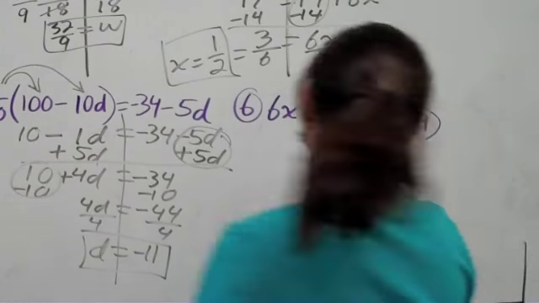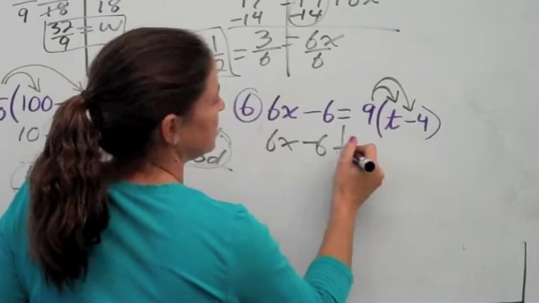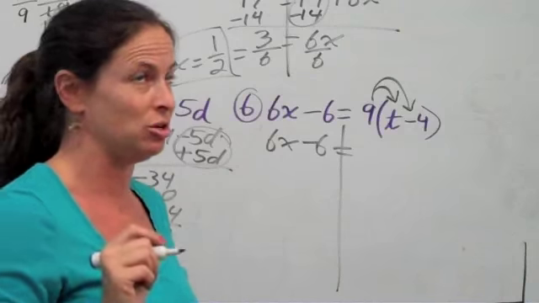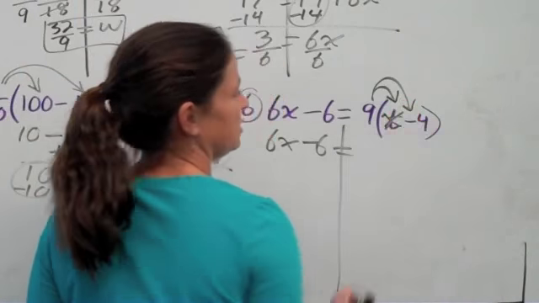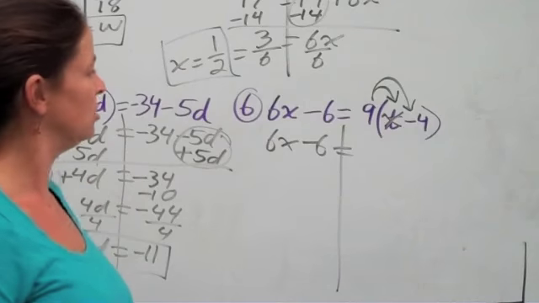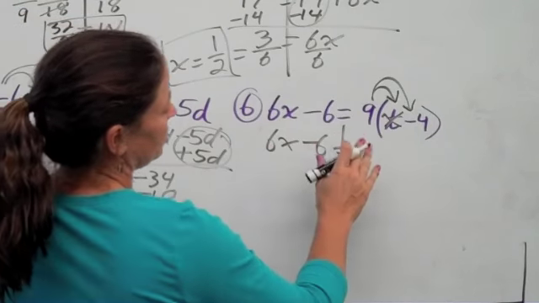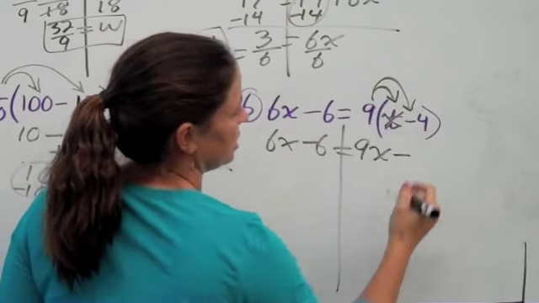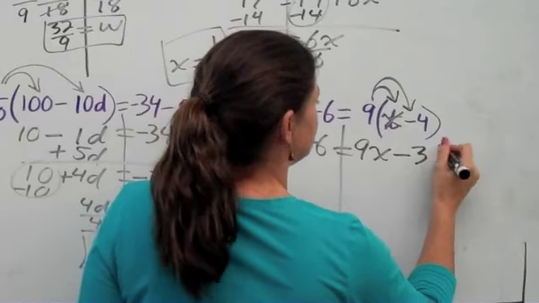Distribute that 9. So I still have 6x minus 6 on the left, but uh-oh. Mrs. Nakama made a mistake. She used 2 different variables. Let's just call this an x. Hopefully you noticed that too. So let's distribute. You get 9 times x minus 9 times 4, which is 36.